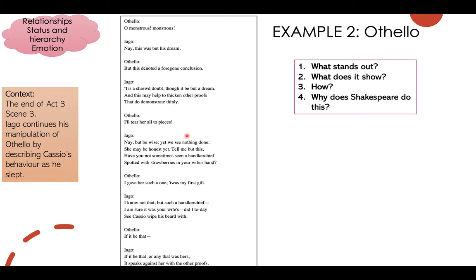So again, we're going to go through these questions of what stands out, what does it show, and why does Shakespeare do this? What you could do at this point to practice a little bit is, even if you've not read this play, just read through this. It is a little bit short, and think, what would you pick out? What stands out for you in terms of the dialogue? Think about the list that we began with, think about what I've just shown you for example one, and then see if you picked out similar things that I picked out. If you want to engage in that activity, just pause the video now and see what you would pick out.